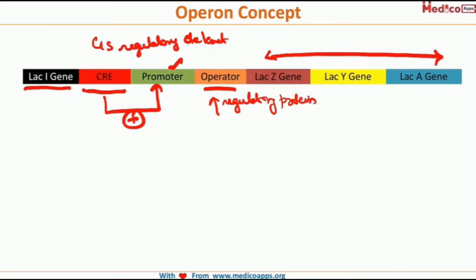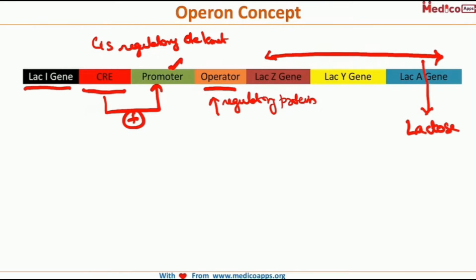Okay, and then we have got the three genes which are a part of the Lac Operon, that is Lac Z gene, Lac Y gene and Lac A gene, and the transcription of these genes will ultimately produce enzymes which will lead to metabolism of lactose as a source of energy. So this is the entire structure of the Lac Operon. Lac I gene, CRE, promoter sequence, operator sequence, Lac Z, Lac Y and Lac A.